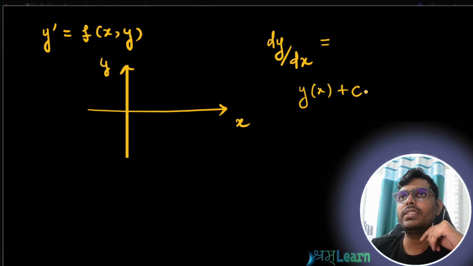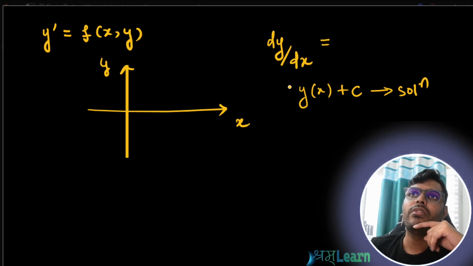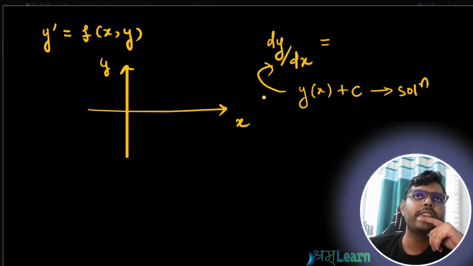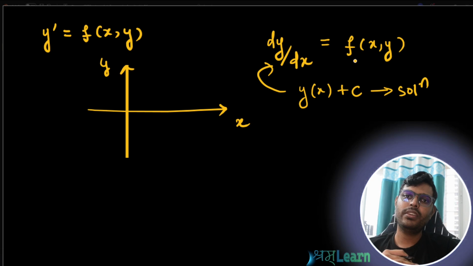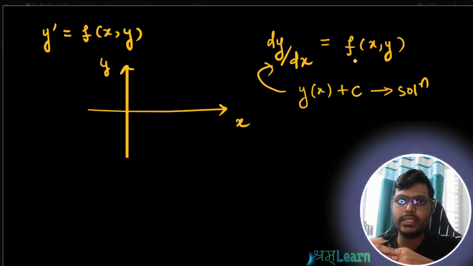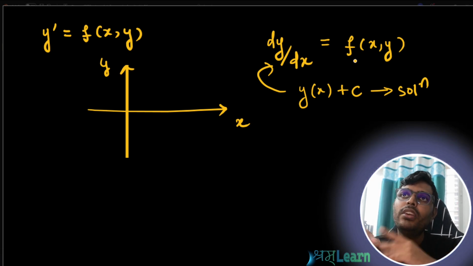Okay, this is the solution. We know its derivative, which is nothing but equal to f of x comma y. So if you give any point x comma y, we know the derivative. Once we know the derivative, we know how the y changes.